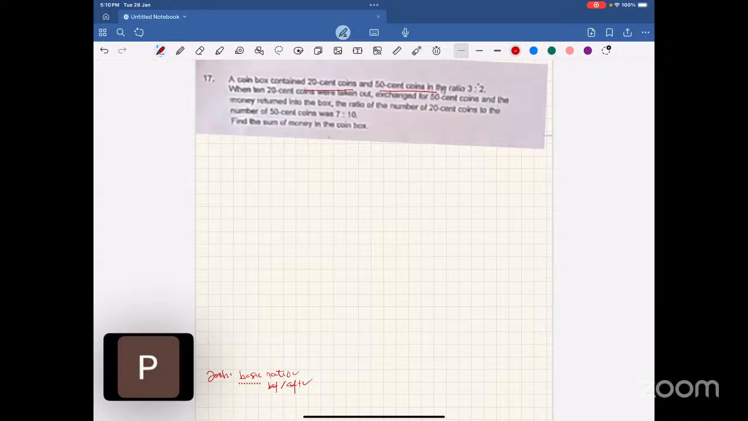Joshua, when you feel stuck or when you feel you don't know what to do, you just tell me, okay? I don't know how to do this. Understand, understand. Before I show you my way, can I ask you a few things? Yeah. Okay, tell me. Why did you do 10 times 20? Because 10, 20 cent coins together.